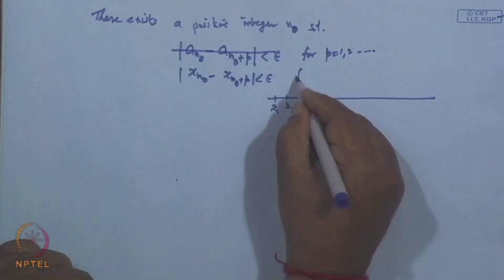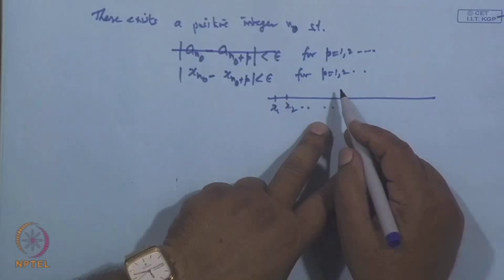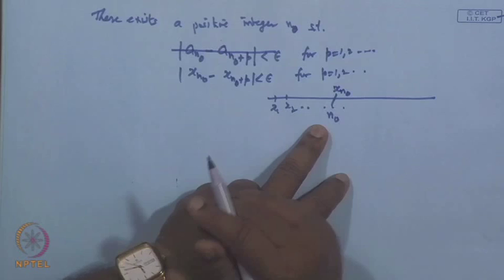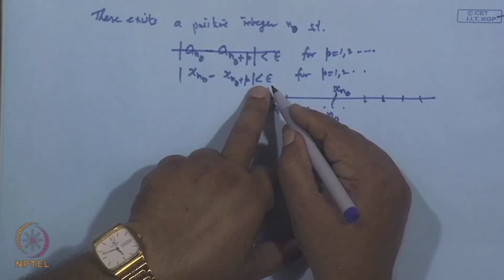So, these are the terms of the sequence. We say this sequence of rational numbers is convergent if, for a given rational epsilon greater than 0, there exists an n naught such that from this term onward, if I pick up any arbitrary point, the difference between xn naught and that point will remain less than epsilon. Then only we say the sequence is a convergent sequence.